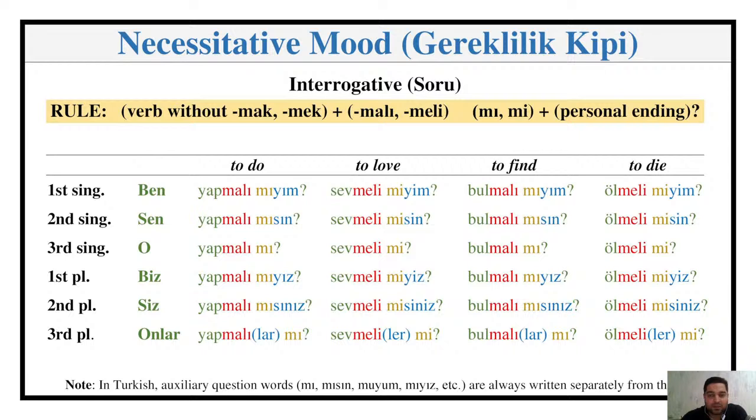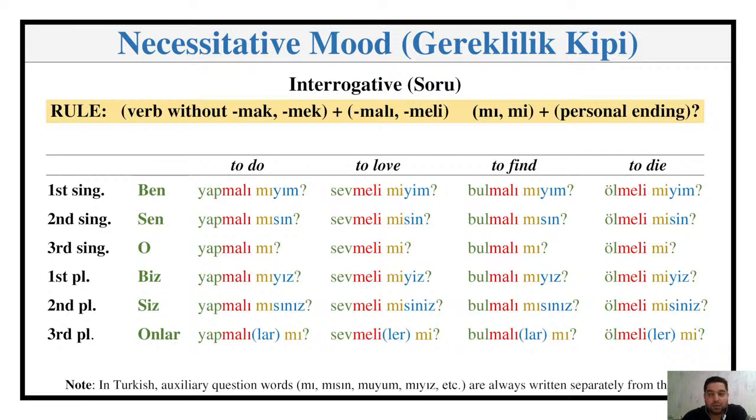And as always, we have to note that the question words mi, mı, mu, mü, whatever we have as the question word, are always written separately from the verb. Okay, don't forget this. It's always written separately. So let's go by person. The first person singular is ben yapmalı mıyım, sevmeli miyim, bulmalı mıyım, ölmeli miyim?